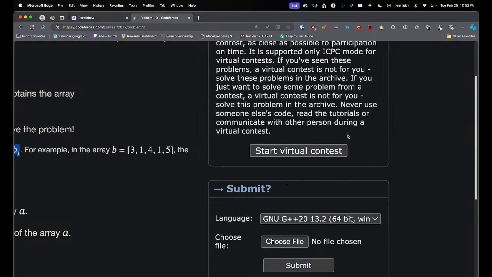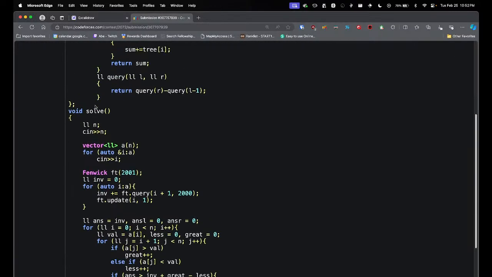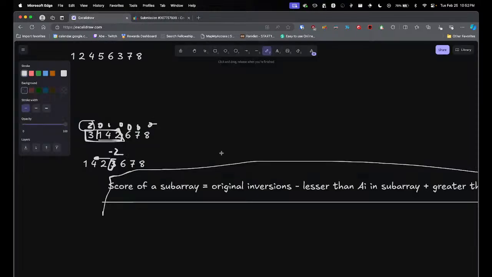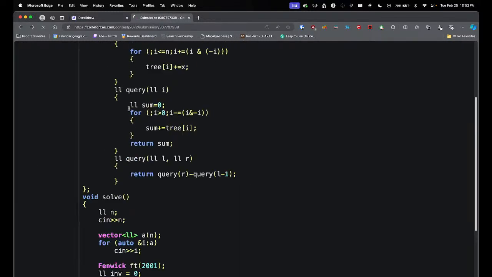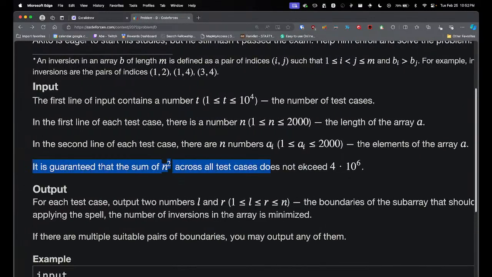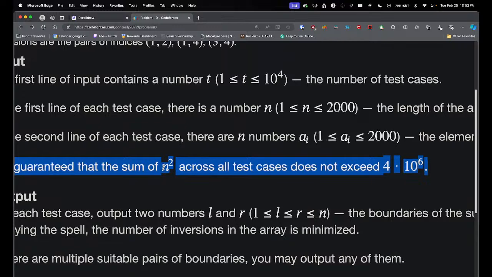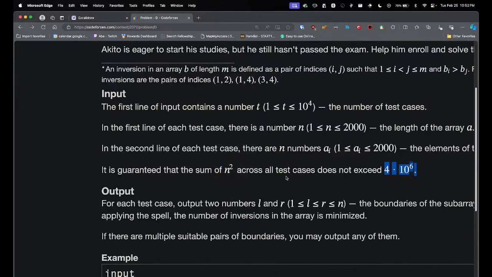So coming to the code, sir, I need to ask you one thing. Actually, when I first saw the question, n was going till 2000 and the test cases were 10 to the power 4. I neglected the idea that brute force would work here because it would give me TLE, but it's not giving the TLE right now. This is the thing: sum of n square across all test cases doesn't exceed 486. So you can all be sure that n square will work. All right, sir.